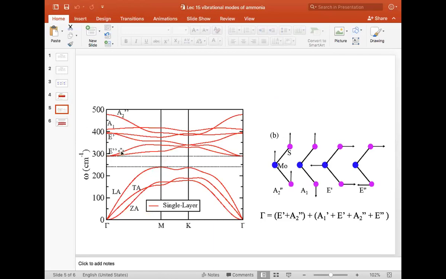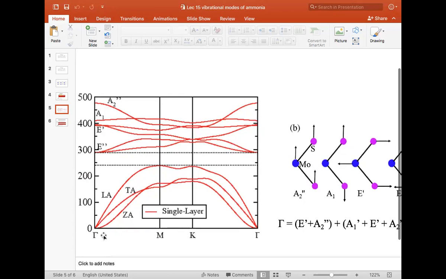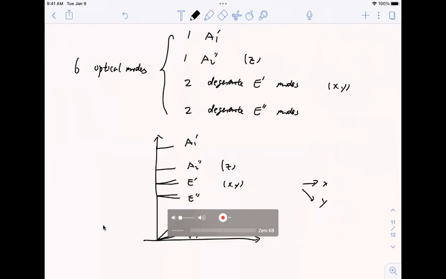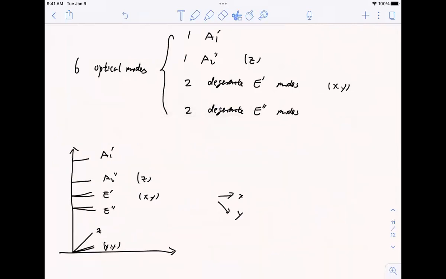Okay, this is the calculated one. You can see how well I can predict. Okay, I predict something like this. I did something wrong, because I make the Z go up and the other go down. Okay, I try to correct myself, and in the correction process, I want to tell you the limitation of group theory.